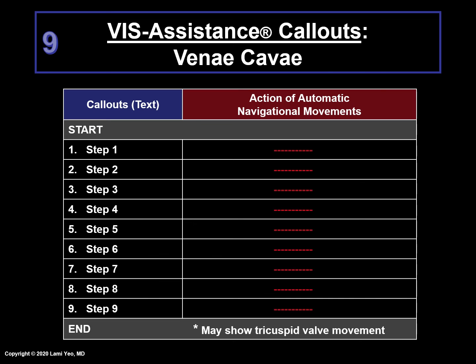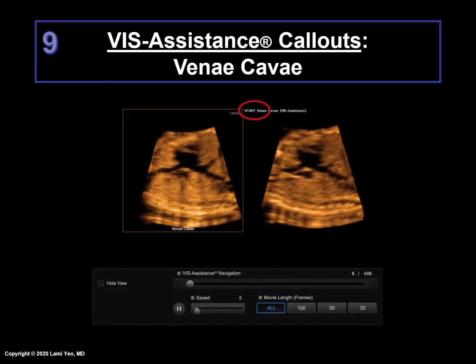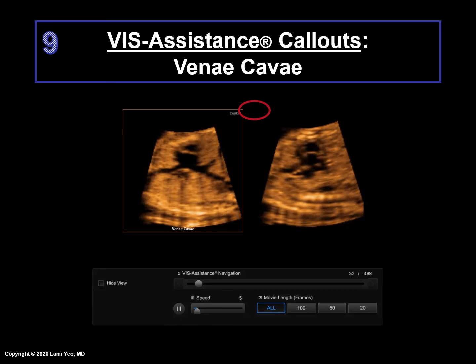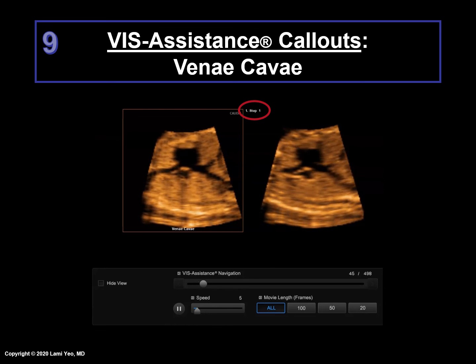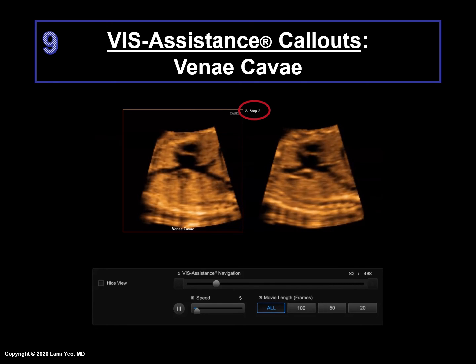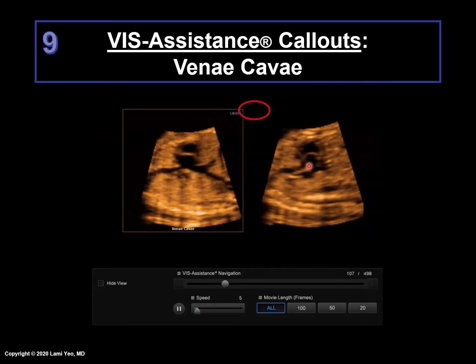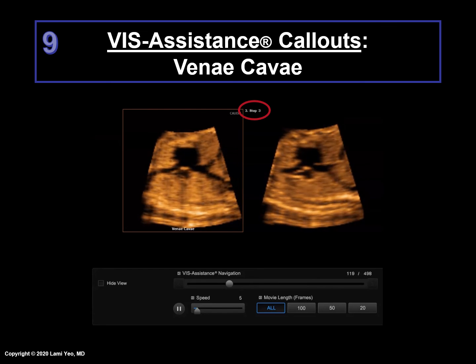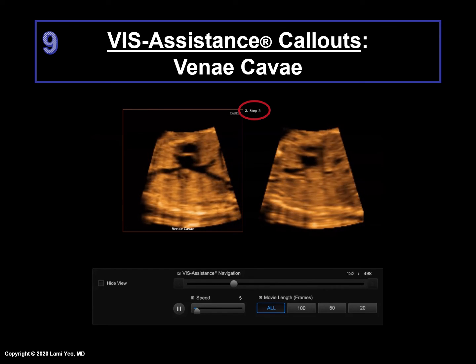Finally, the vena cava VISA may show tricuspid valve movement for some cases. Here is an example of the vena cava VISA assistance. The first callout states Step 1. The second callout states Step 2, showing the IVC and the superior vena cava. The third callout states Step 3.